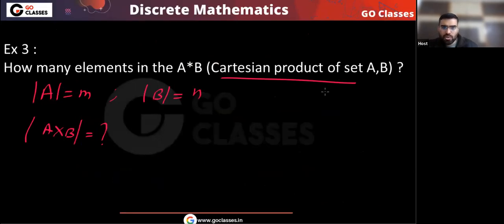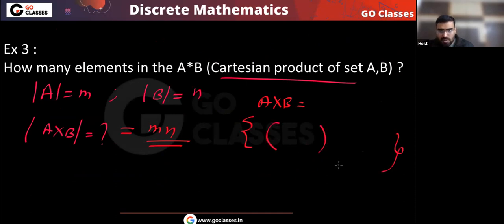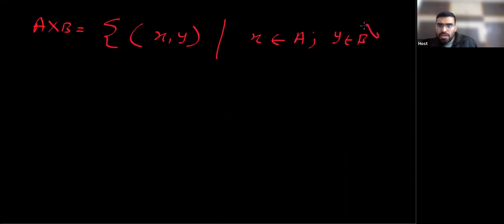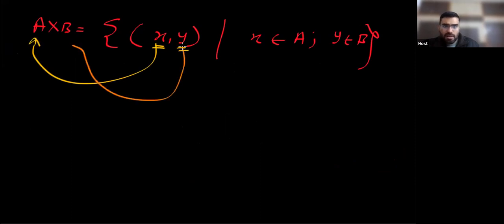So what is the cardinality of the Cartesian product? You can very easily see that it is M into N. But how is this coming? In the Cartesian product we have ordered pairs x comma y, where x is coming from A and y is coming from B. Tell me one thing: do x comma y affect each other? No, because x is coming from A and y is coming from B, so they are completely individual.